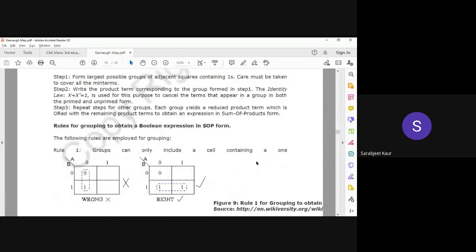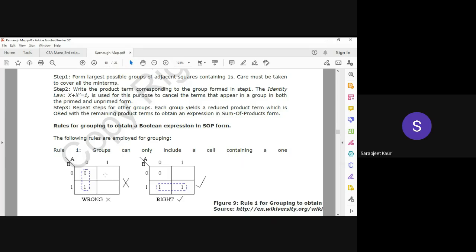Now let us first take some examples and convince ourselves about the rules of grouping once again, what to do, what not to do. Dipali, read. Rules for grouping to obtain a Boolean expression in SOP form. The following rules are employed for grouping. Rule number 1. Groups can only include a cell containing a 1.